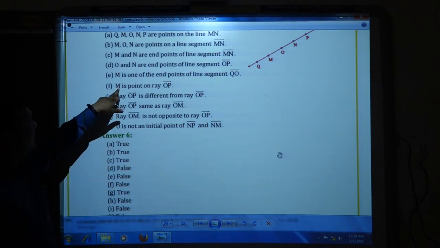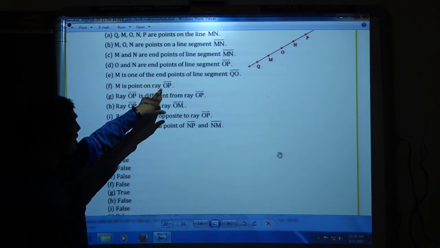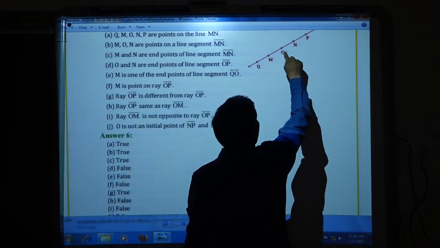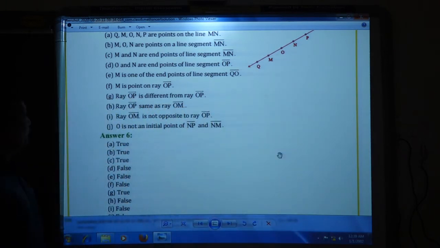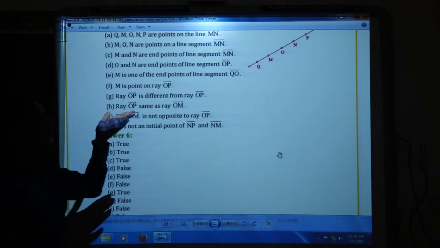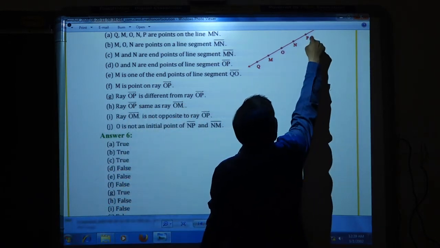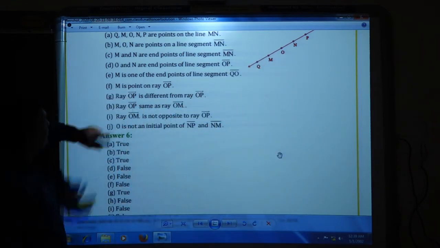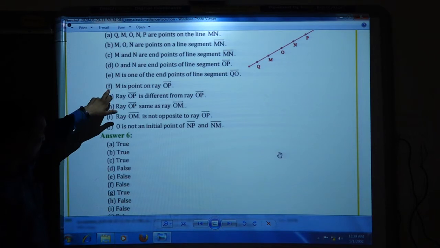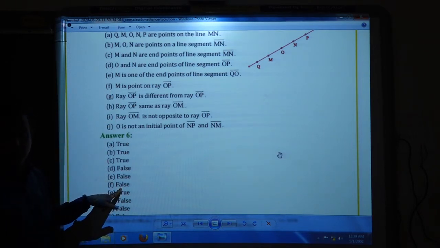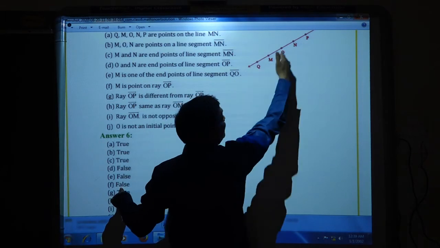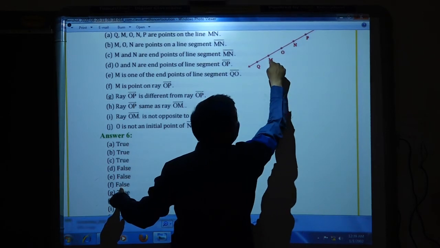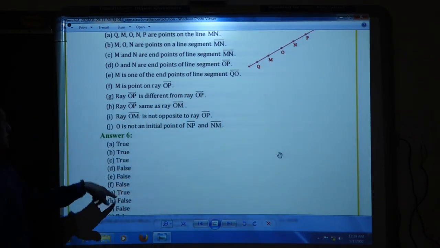Next one. M is a point on ray OP. OP is the ray, and he is asking whether M is a point on OP. It is false, because ray OP starts from O. M is out of that ray. N is in the middle. So M is not there. False. Because where is M? M is out of O and P. OP starts from here, so M is not on that. N is there, M is not there. So that is false. Next one.